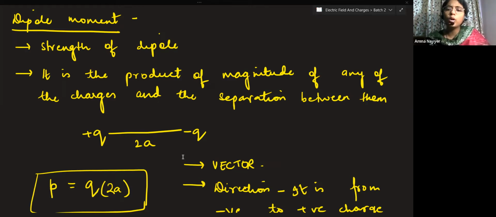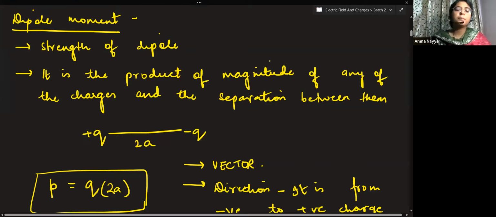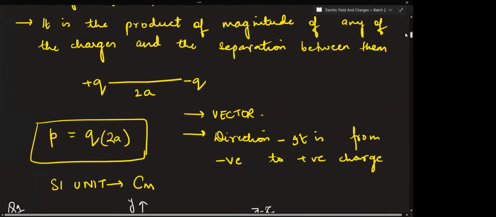And all those who don't remember the SI unit, you can easily figure it out from the formula. The formula is Q, the charge, multiplied by distance. So what is the SI unit of charge? What is the SI unit of distance? Just multiply that. Yes, Hiba, it's correct. It will be coulomb meter only. Coulomb meter will be the SI unit. Coulomb is for the charge and meter is for the distance.